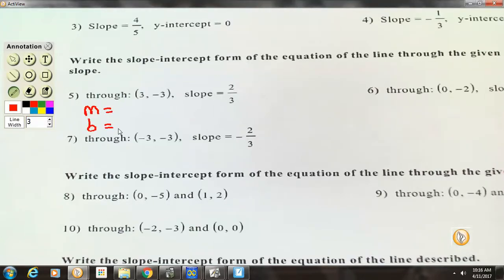B, M and a B. If we want slope-intercept form, we have to have M and a B. Do we have any of those given to us? Yes, we have the M. We know the slope, that's 2/3. Can we use that slope in that ordered pair to help us find B?